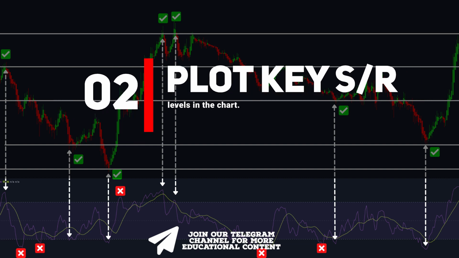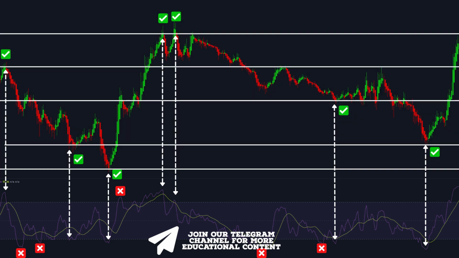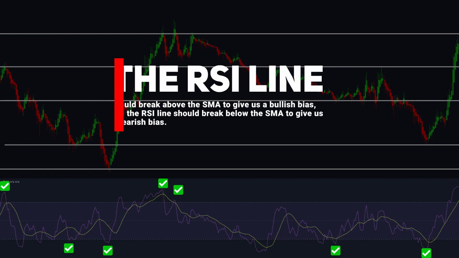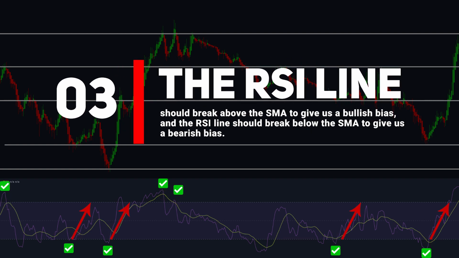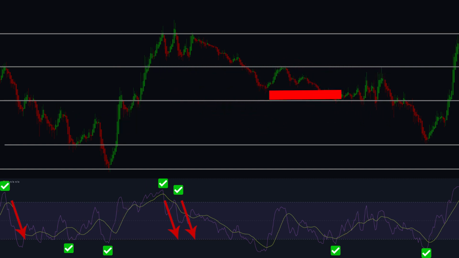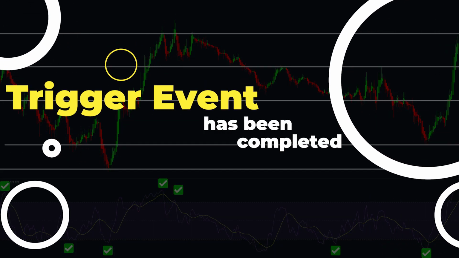Once we spot the RSI indicator's oversold or overbought condition at a key level, we want to see the RSI line break out through the simple moving average. The RSI line should break above the SMA to give us a bullish bias, and the RSI line should break below the SMA to give us a bearish bias. So our trigger event for the trade entry has been completed.